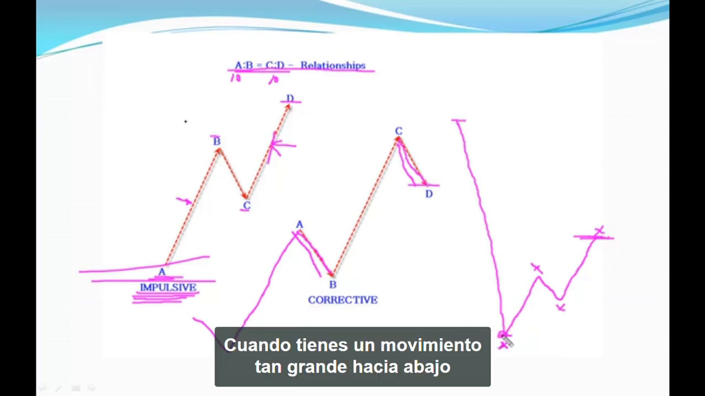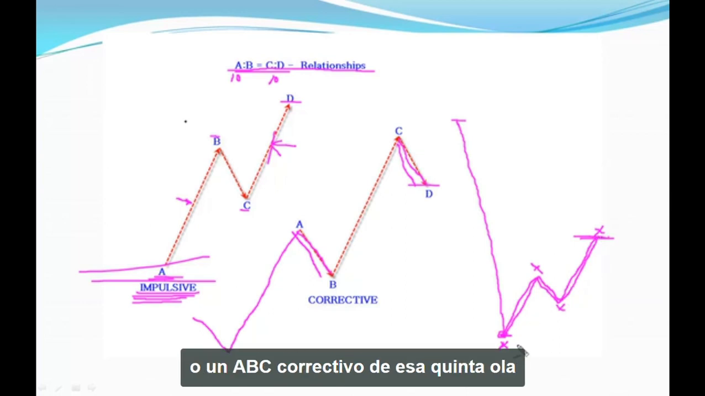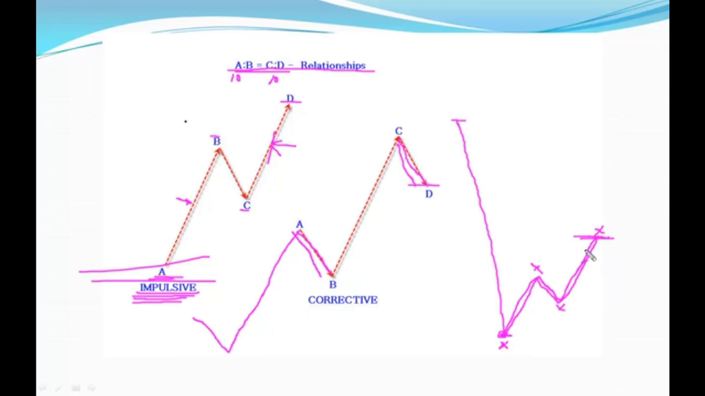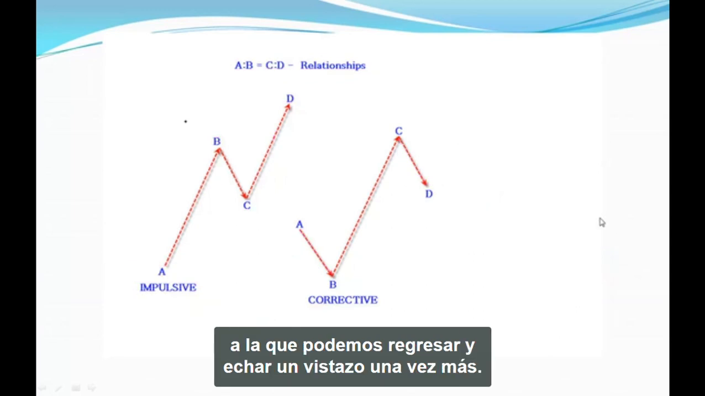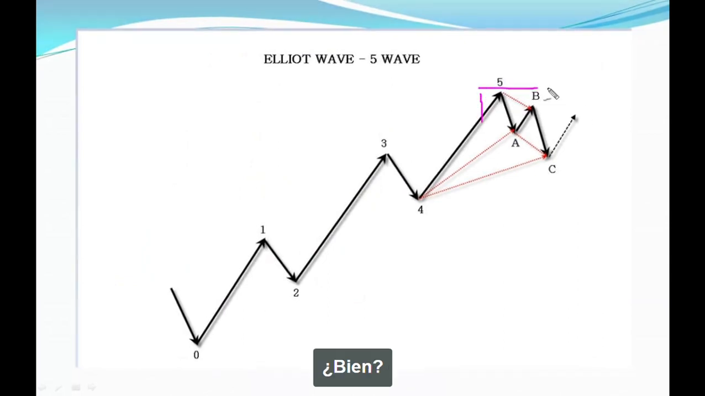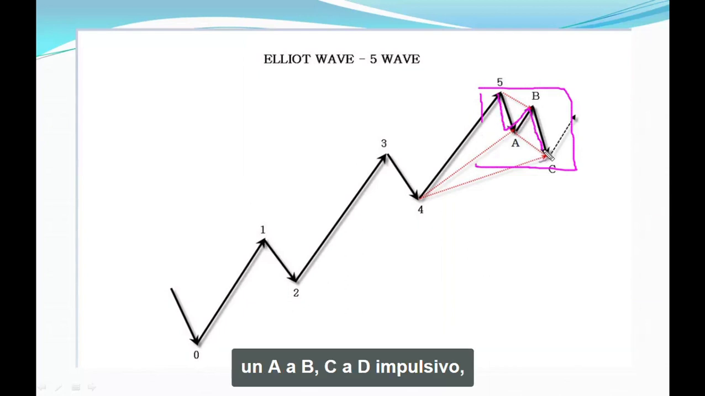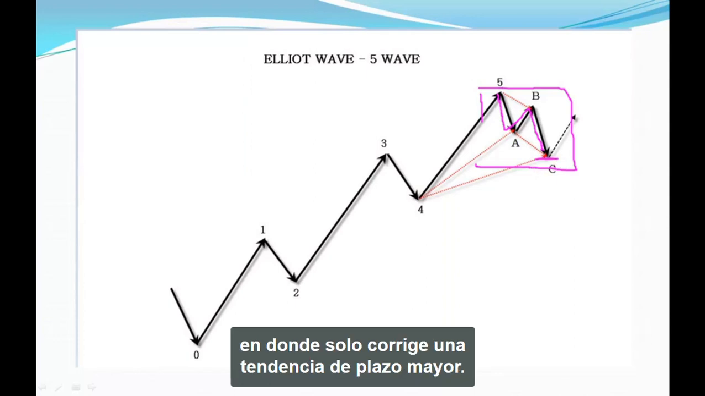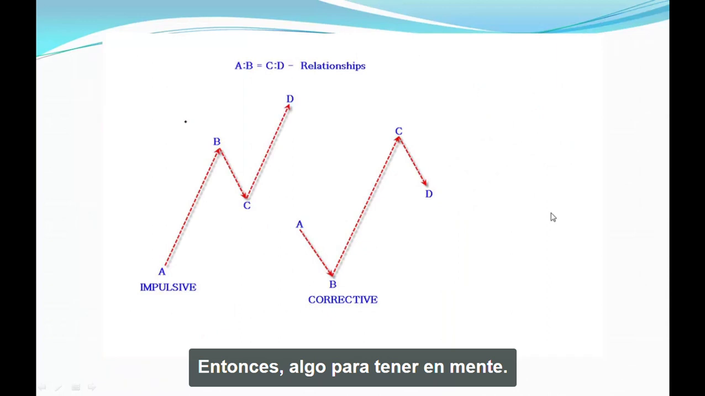When you have such a large move down and you have this corrective wave, it could be misconstrued as an A to B, C to D, or a corrective A, B, C off that fifth wave like I just discussed in that prior chart, which we can go back and look at one more time, if I can get there. If you see what I'm talking about right here. Some people would look at this as an A to B, C to D impulsive, where it's just correcting of a larger term trend. So something to keep in mind.